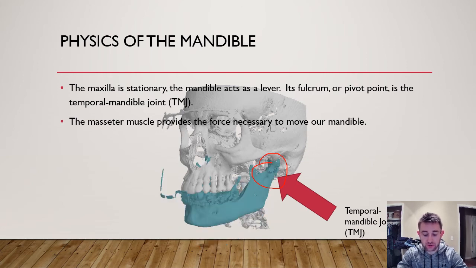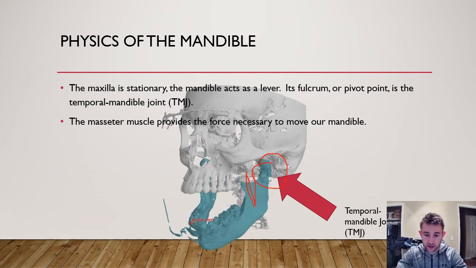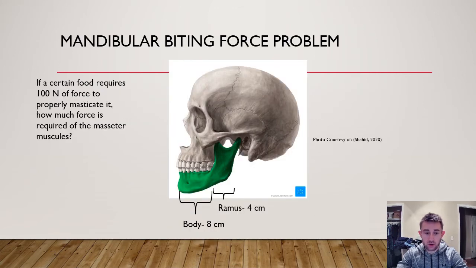The masseter muscle provides the force necessary to move our mandible. The masseter muscle is located approximately here, but I'll have another example shortly. To give a more detailed example about how the mandible works, consider that to chew a certain food, it requires a bite strength of 100 newtons. So to properly masticate it requires 100 newtons.